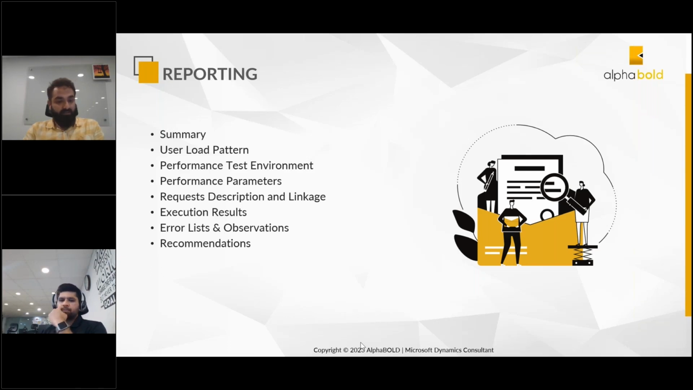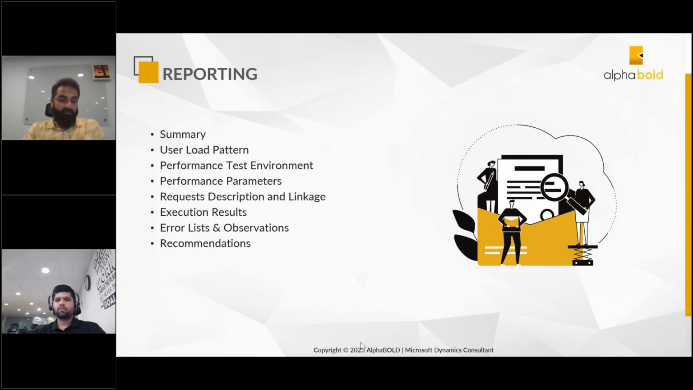And then the execution results. In that section, we gather different graphs which are generated in the performance test report. And I would be giving an idea about the graphs as well. And also the tables which collect the KPIs, parameters, and other information which has been generated by the tool, which summarizes everything in this section.